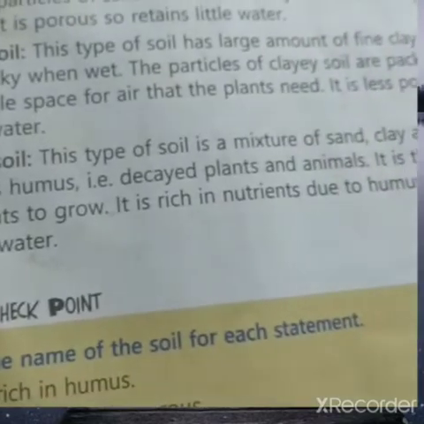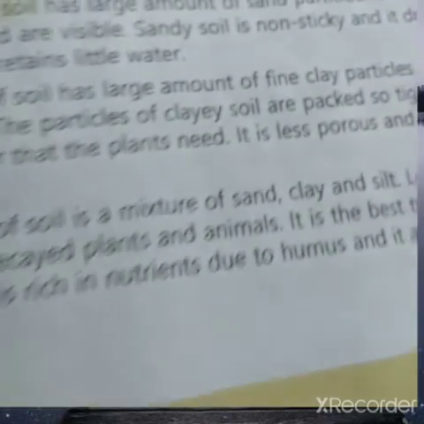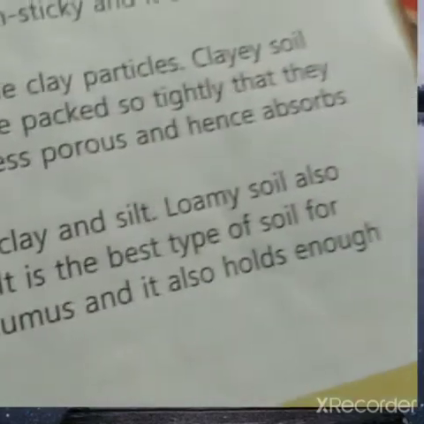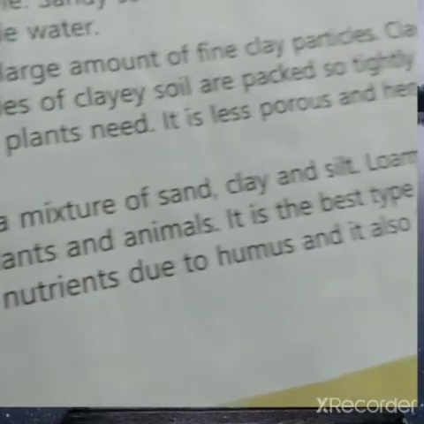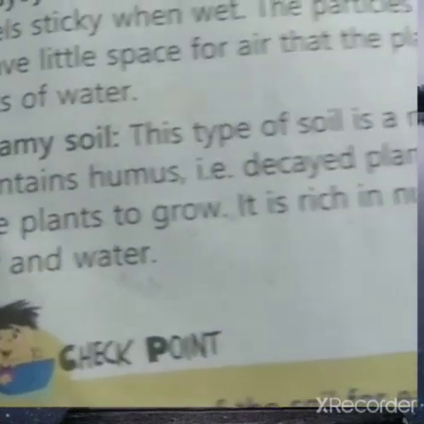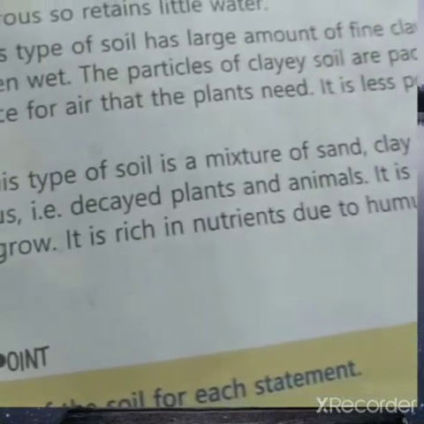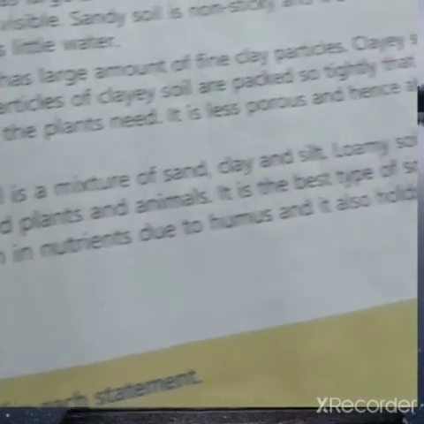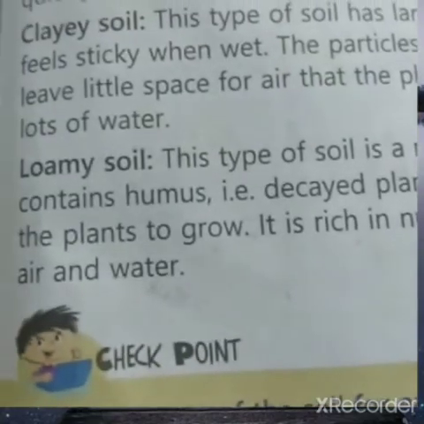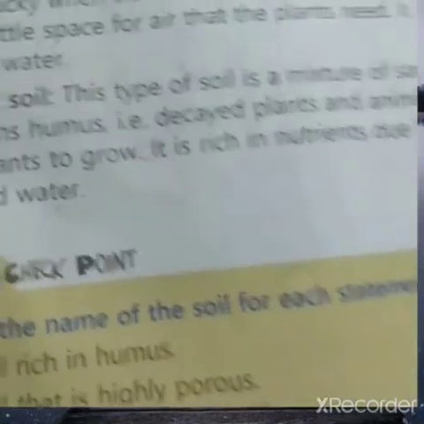Then loamy soil. This type of soil is a mixture of sand, clay and silt. Loamy soil also contains humus, that is decayed plants and animals. It is the best type of soil for the plants to grow. It is rich in nutrients due to humus, and it also holds enough air and water.